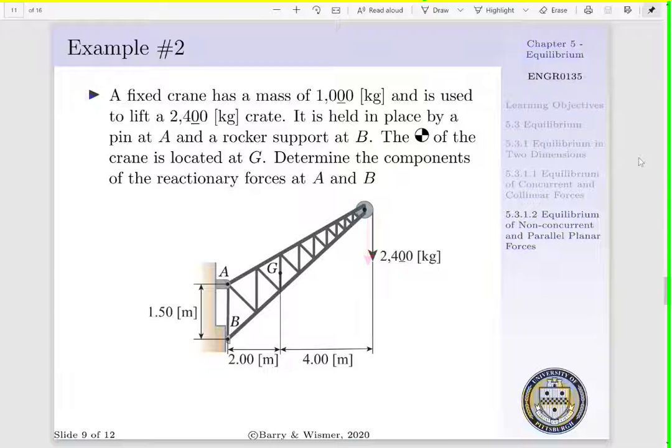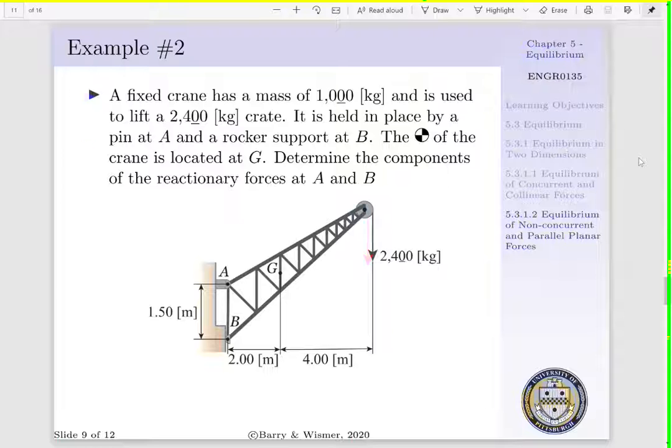To see this in action, let's consider a crane that has a mass of 1,000 kilograms, and this crane is used to lift a 2,400 kilogram crate. Now the mass of the crane is placed at G, the center of gravity, and our crane is supported by a pin at A and a rocker at B. The distance between our pin and rocker is 1.50 meters. And the horizontal distance between our pin and rocker and our center of gravity is 2.00 meters. And the horizontal distance between our center of gravity and the weight of the crate is 4.00 meters.